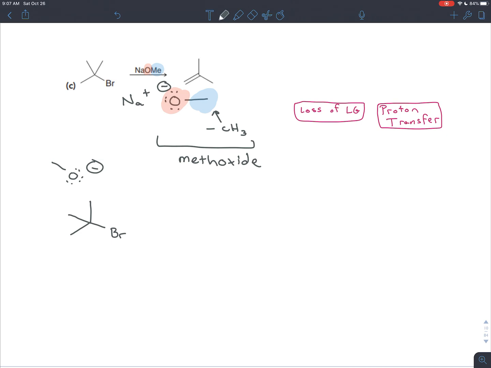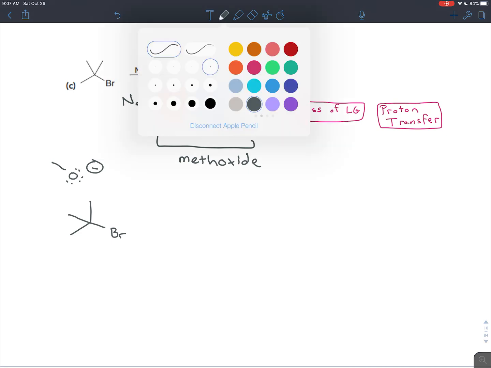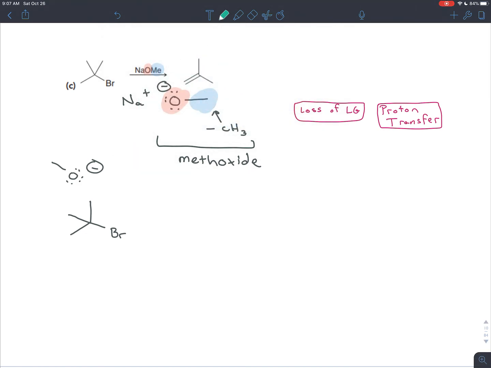Now when it acts as a base, what hydrogen does it steal? Bases accept H pluses, so which hydrogen? It's going to steal the beta hydrogens, on the carbon next to the carbon that's bonded to the leaving group. So this carbon here, that is the alpha carbon. Every carbon one more atom away is the beta carbon. So here we have 1, 2, 3 beta carbons.